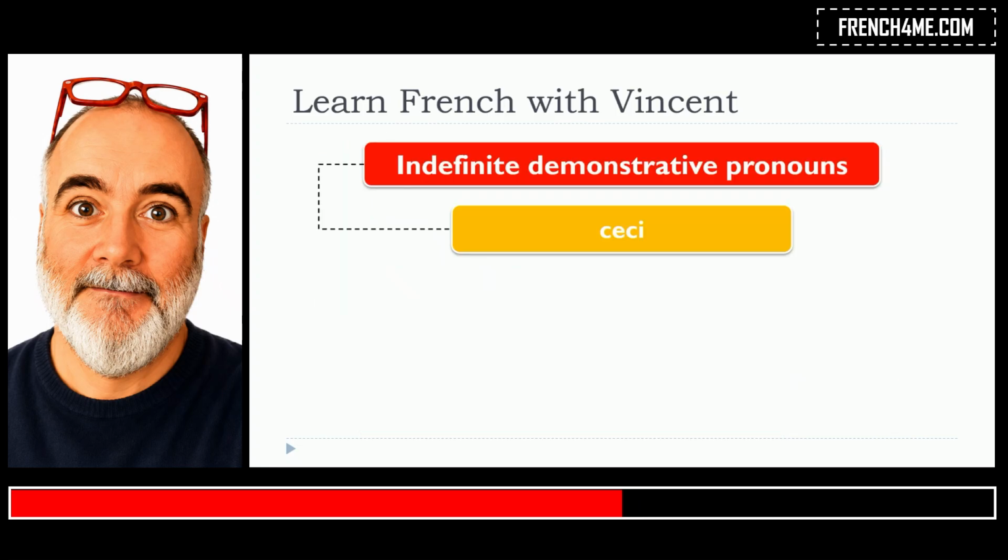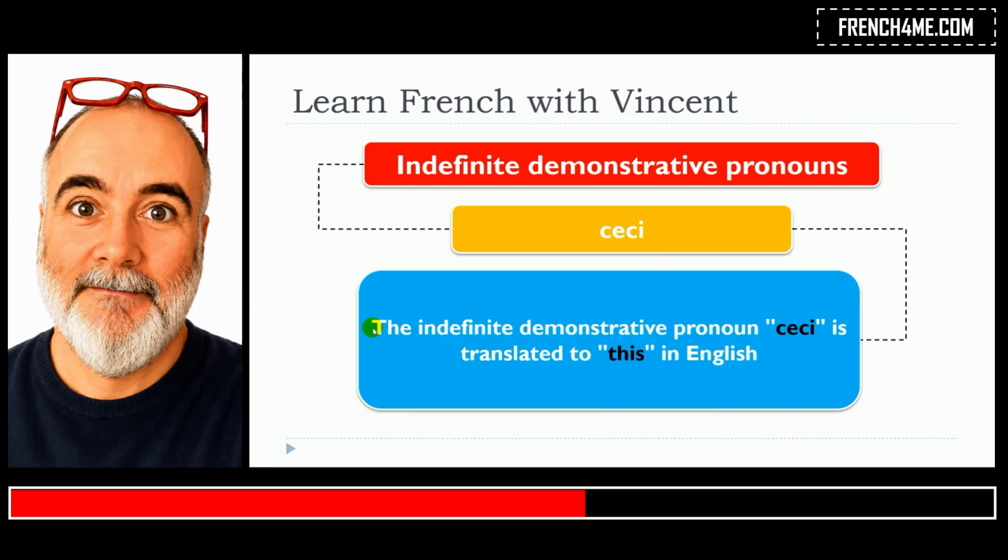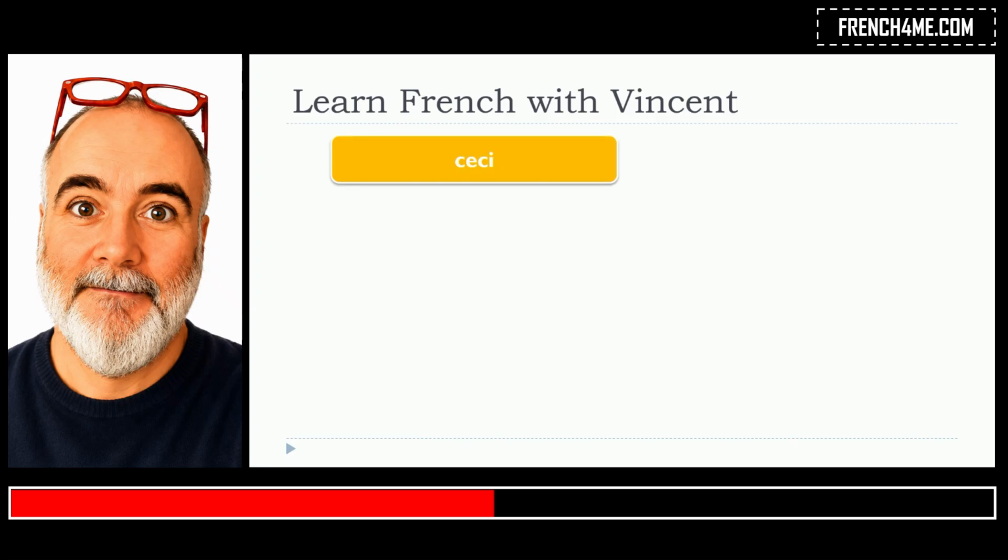In this lesson, we will concentrate on ceci. And the indefinite demonstrative pronoun ceci is translated to "this" in English. So you will see that it's used quite often. And we'll have 4 examples.